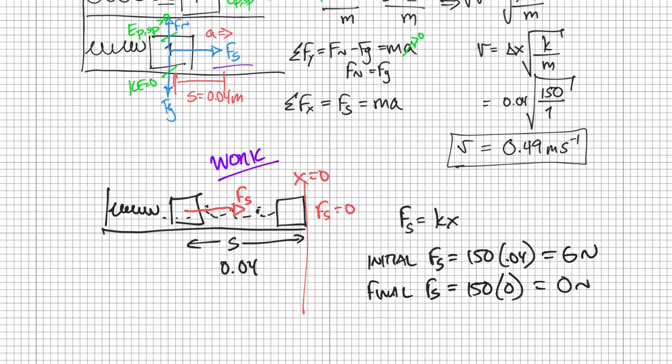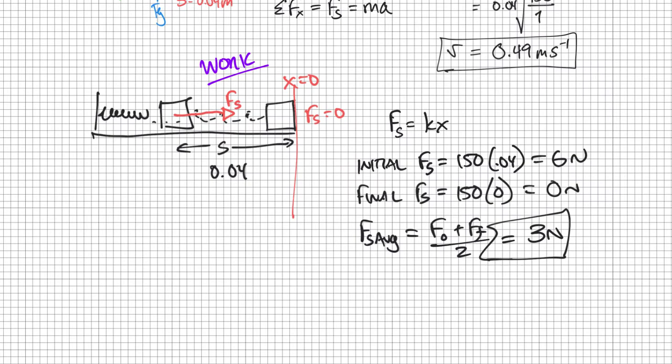So the average then, the force of the spring average, would be force initial plus force final divided by 2. So that's going to give me an average force of 3 newtons. Okay, so then what we can understand is that work equals a change of kinetic energy. And for our initial situation, the kinetic energy is going to equal 0 because it's not moving. And then for our final situation, with the block moving to the right now, we have some kinetic energy greater than 0.